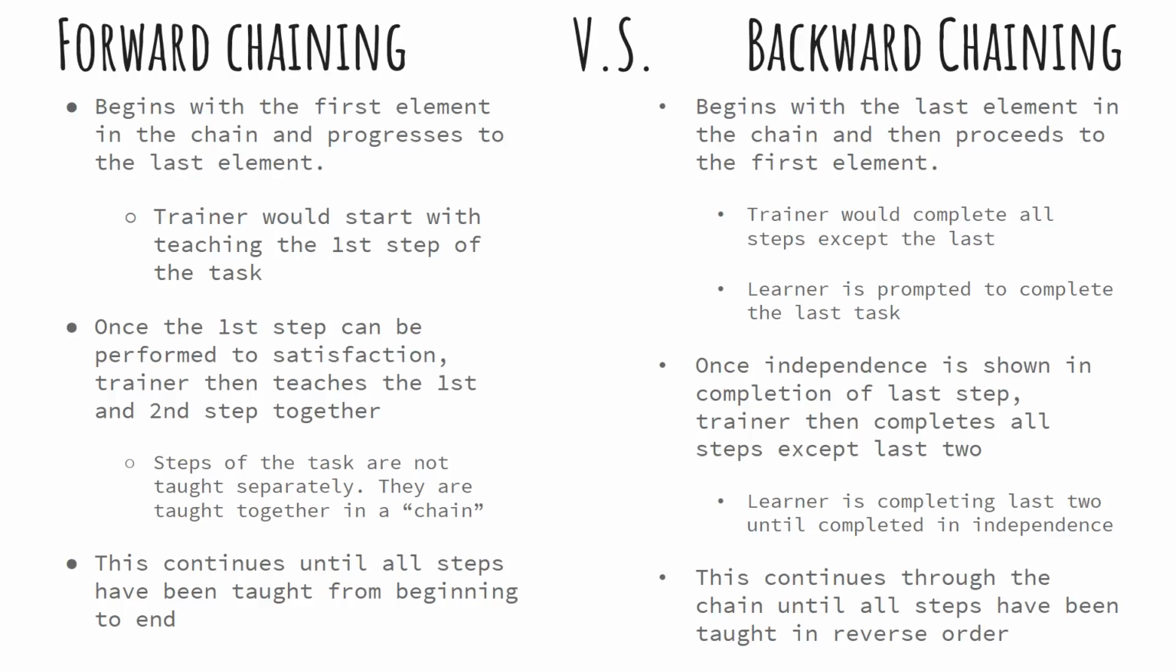Backward chaining begins with the last element in the chain and then proceeds to the first element. Trainer would complete all steps except the last. Learner is prompted to complete the last task. Once independence is shown in completion of the last step, trainer then completes all steps except the last two. Learner is completing the last two until completed in independence. This continues through the chain until all steps have been taught in reverse order.